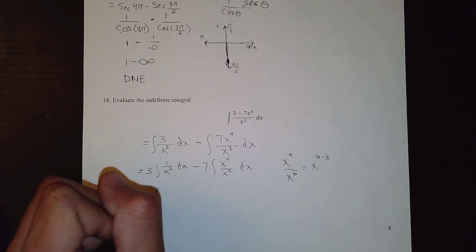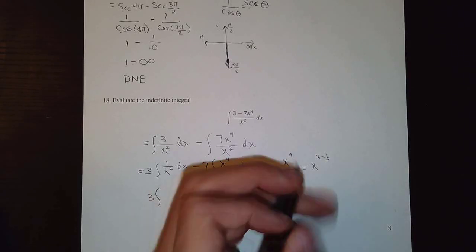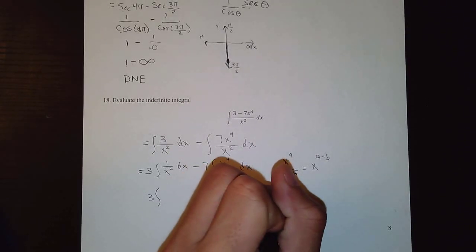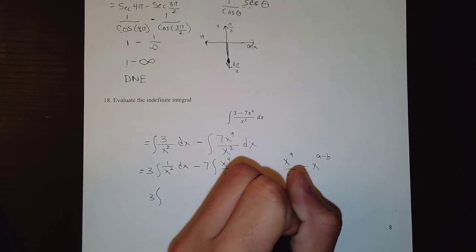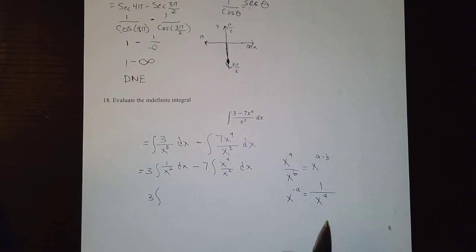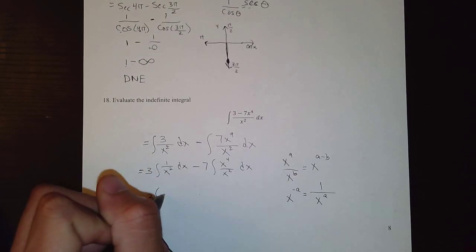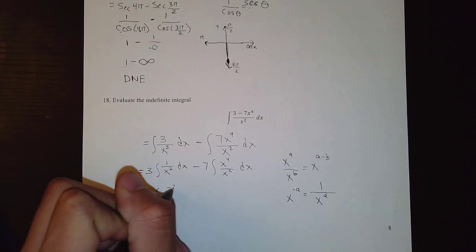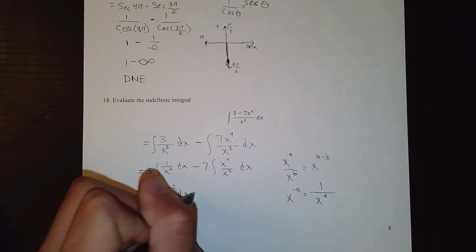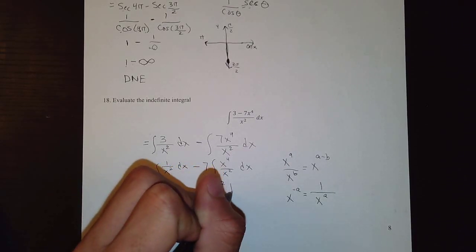Using this rule, we have 3 times, and we can also simplify because x to the negative a is equal to 1 over the positive exponent version, as I like to call it. So this is rewritten as x to the negative second power, minus 7 times the integral of x to the second power.